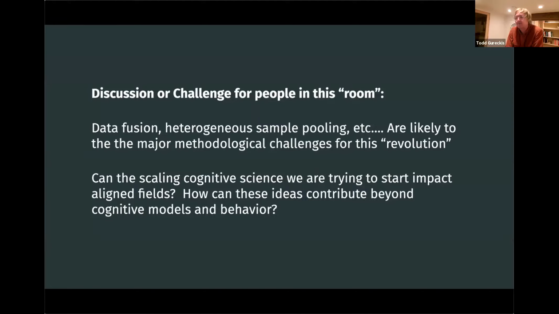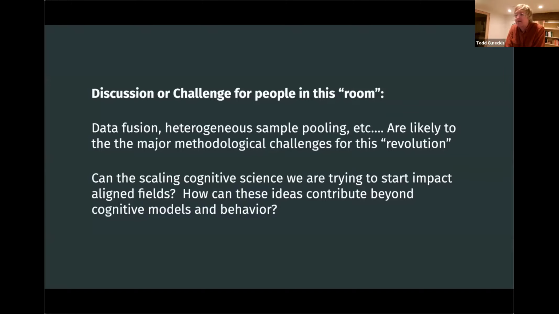So a discussion point to think about while you're eating lunch or whatever is that data fusion, pulling together heterogeneous samples, things where there's missing data, are likely to be methodological challenges for this scaling cognitive science revolution. So for people who are interested in working on that, I think that's a really important topic to consider alongside building tools and so forth. And it's all work that can be done relatively low cost.